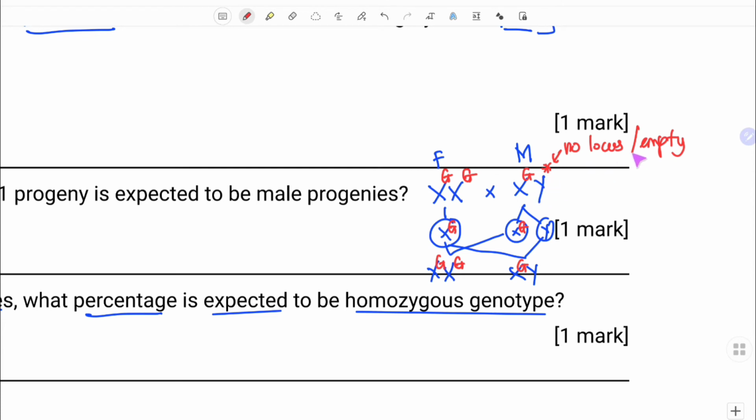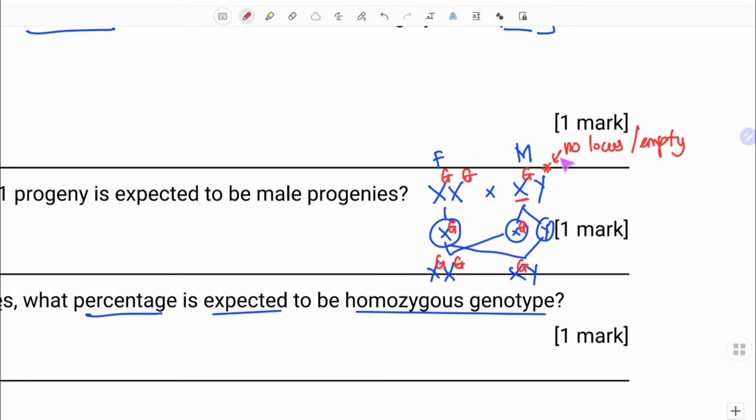So locus itu hilang, so gene itu missing, so dia tak boleh jadi homo ataupun hetero. Hanya female sahaja boleh jadi homo ataupun heterozygous. Tak kisahlah homo dominant ke, homo recessive ke ataupun heterozygous. Yang male ni tak boleh sebab locus dekat Y tu tak ada, dia kosong. So dia hanya boleh ada satu je allele, iaitu allele yang berada dekat the X kromosom, sama ada G besar ataupun G kecil. Dia tak boleh ada pasangan.